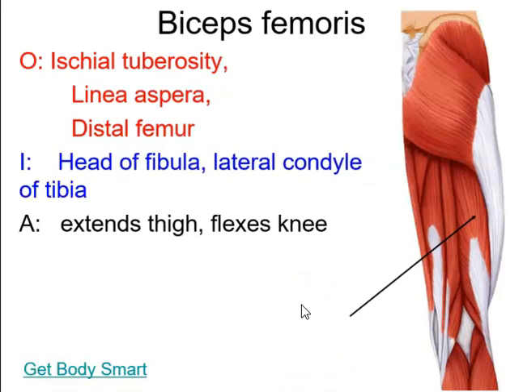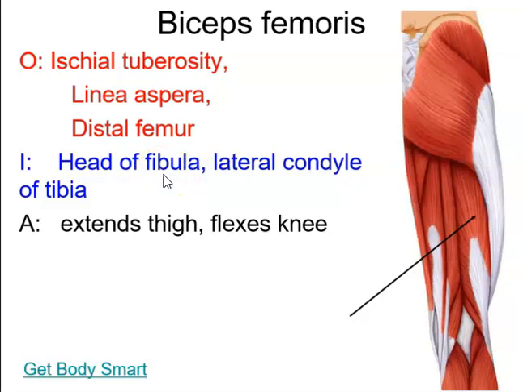The biceps femoris has its origin in the ischial tuberosity of the ischium in the hip bone, as well as the linea aspera and the distal end of the femur. Its insertion is into the head of the fibula. Notice that there's an L in the word fibula, so we know that the fibula is the bone located in the lateral part of the leg.